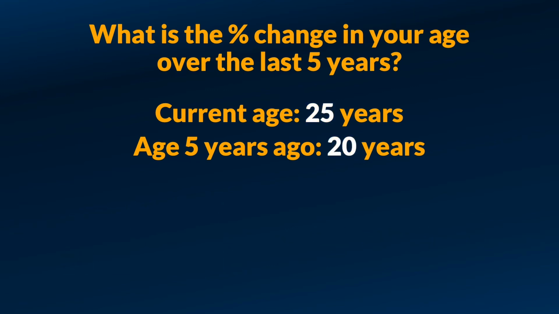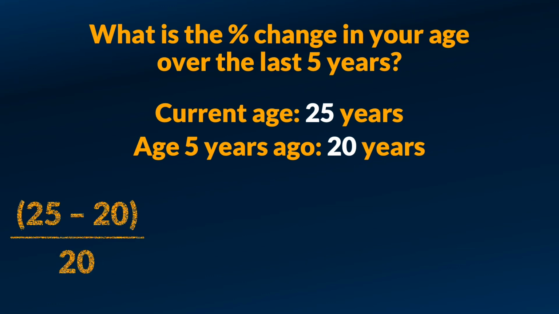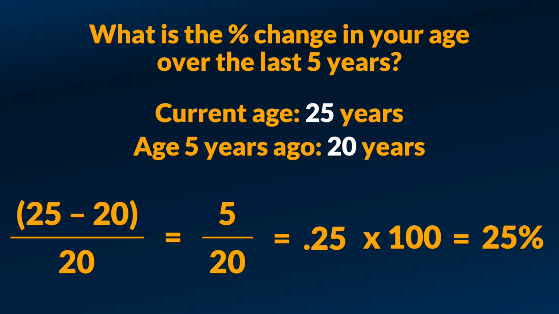But look what happens if we change your age. Let's say that you're 25 years old today, and we want to know by what percent you aged in the last 5 years. The formula is 25 minus 20 over 20. 5 over 20 is 0.25 or 25%. So if you're 25 years old, you aged 25% over the last 5 years.